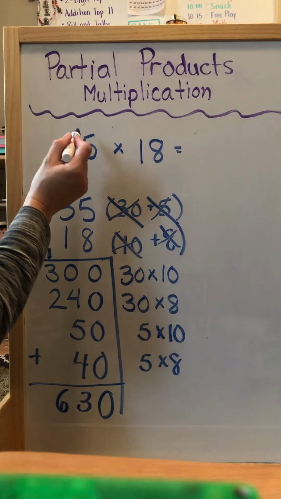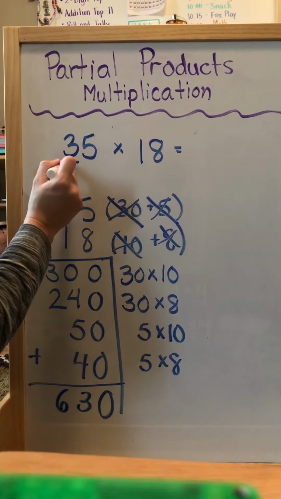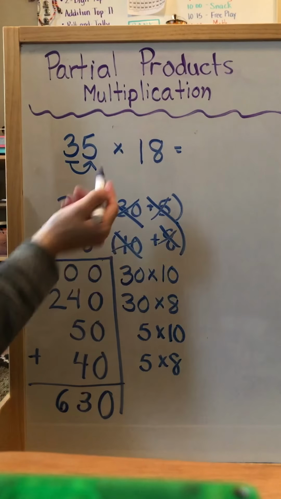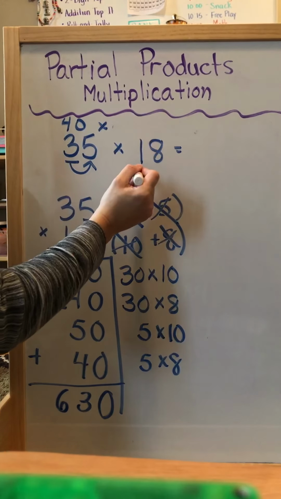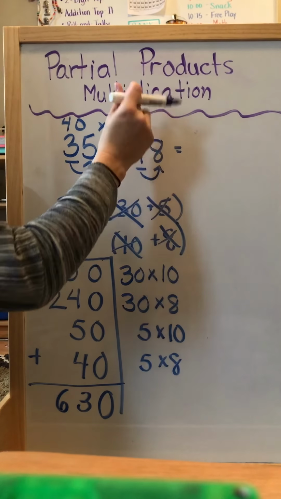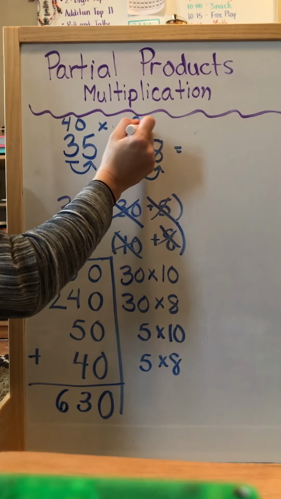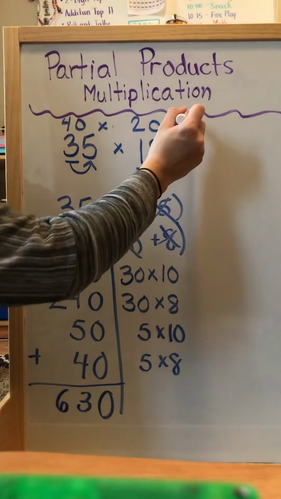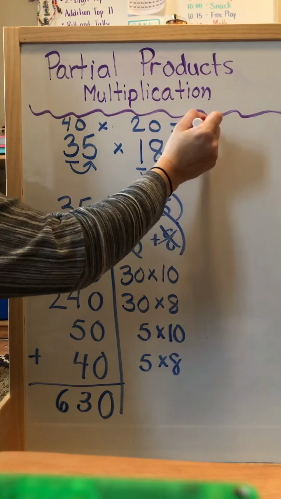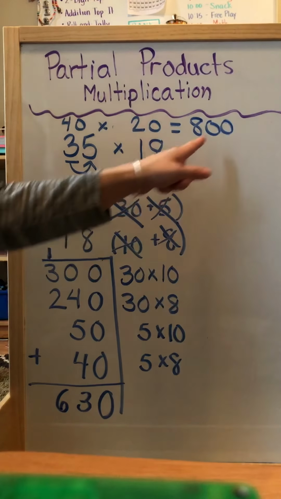And then if I wanted to go check my reasonableness, find the place, look next door. 5 or more, you raise the score. So 35 will become 40. Same thing over here. 5 or more, you raise the score. So 18 becomes 20. 4 times 2 is 8. Tack on my 2 zeros, 800. 800 is actually a good estimate.